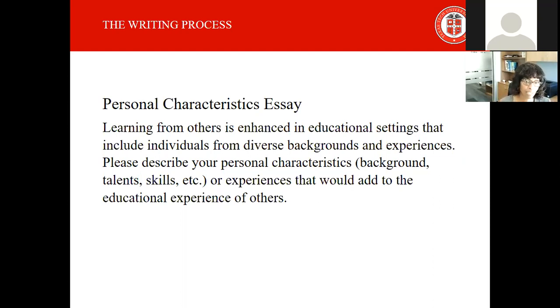Also, if you find yourself having difficulty coming up with, well, what characteristics do I want to focus on? Do I want to focus on my background? Do I want to focus on my skills? Again, a brainstorming exercise can be very helpful here. You might find yourself with this particular prompt doing more than one mapping exercise to figure out which way you want to go. Okay. All right.